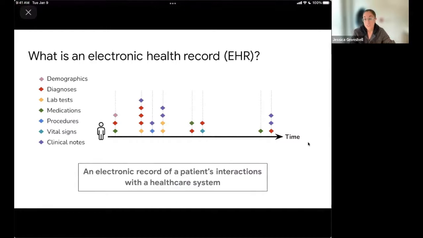And a huge amount of information is actually written in free text. So what are doctors writing about you? What are your signs and symptoms? Why are you there for the visit?